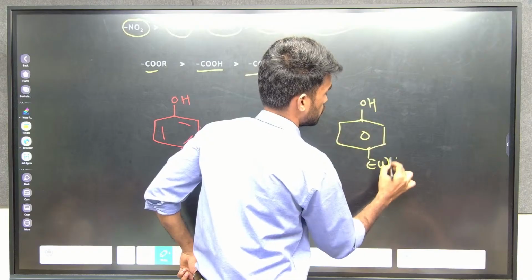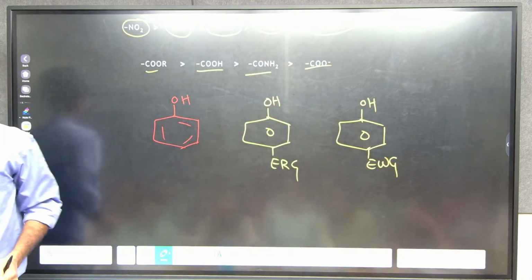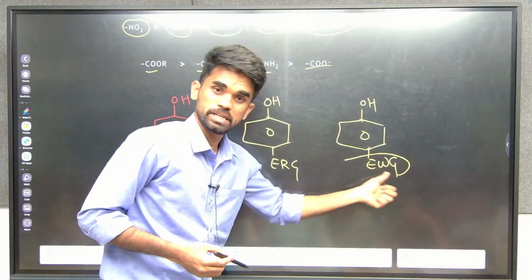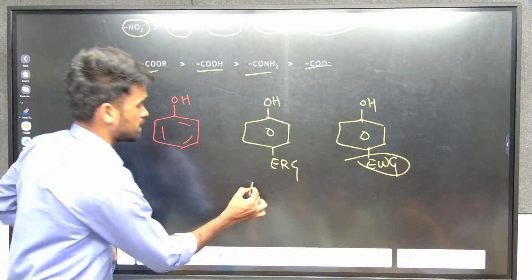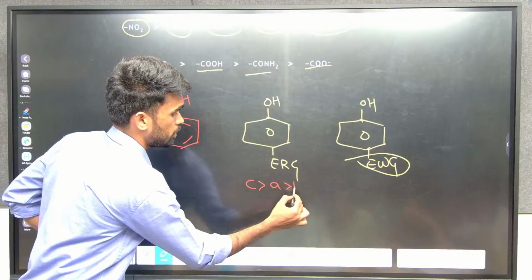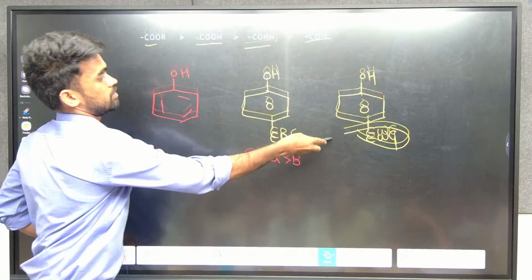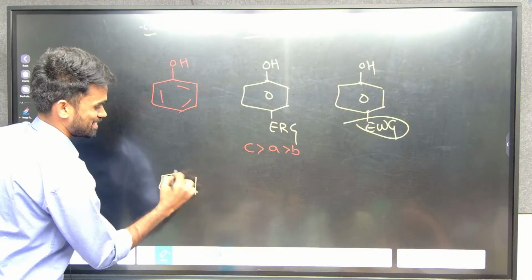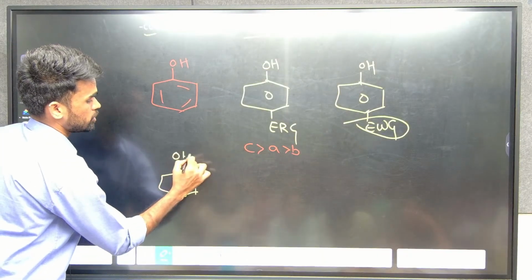Electron withdrawing group. So now tell me which is more acidic? C. Why C? Electron withdrawing group is there. This is very basic. So you can say C, A, B. Okay. Very fundamental, I can say here. OH.